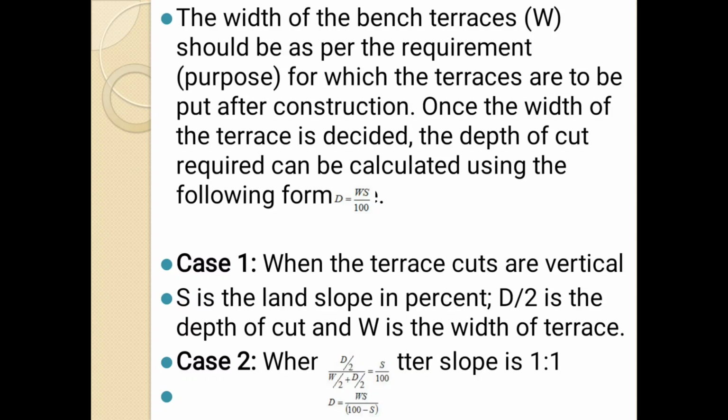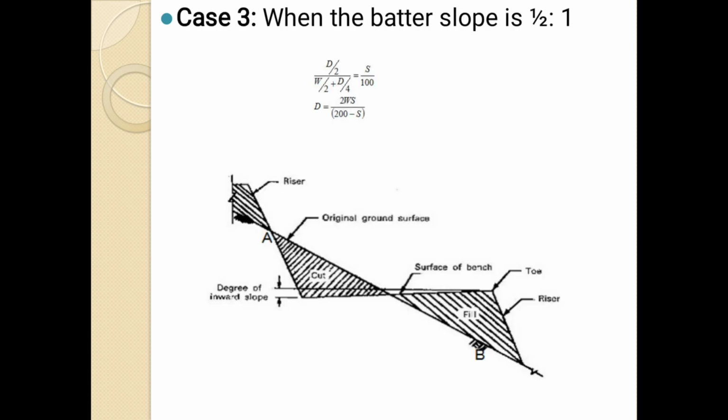In case 1, when the terrace cuts are vertical, S is the land slope in percent, D/2 is the depth of the cut, and W is the width of the terrace. Next, in case 2, (D/2)/(W/2 + D/2) = S/100, for a batter slope of 1 is to 1. Next, in case 3, where the batter slope is half is to 1, the formula is (D/2)/(W/2 + D/4) = S/100, and D = 2WS/(200 - S).